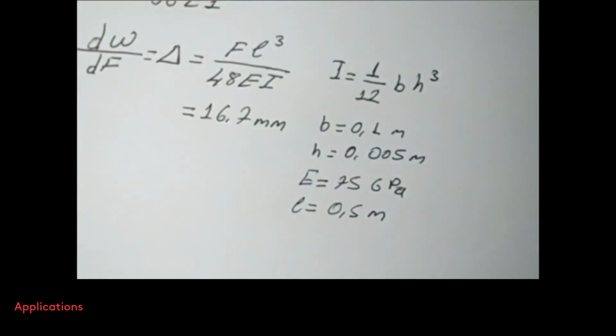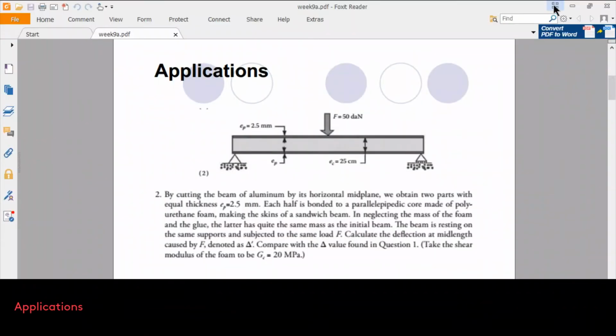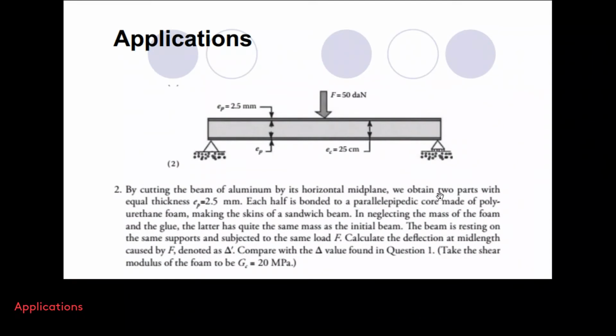Okay. So next, we find the solution for the problem. Okay, now let's continue with the next part of the question. Now, instead of having a beam just made of aluminum, what we are going to do is we will divide the aluminum plate into two parts. So just assume that you divide the thickness.